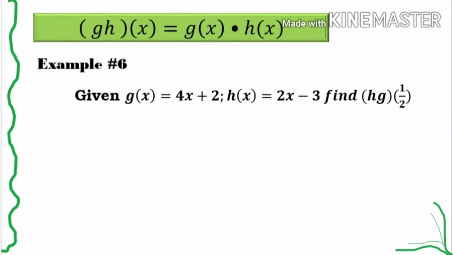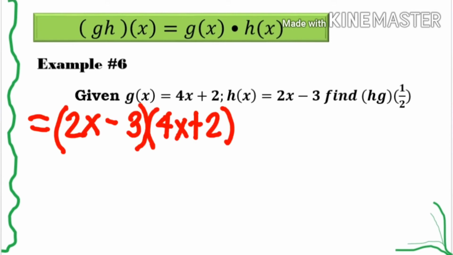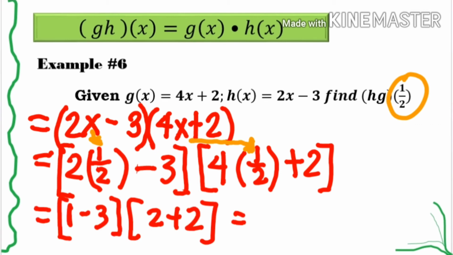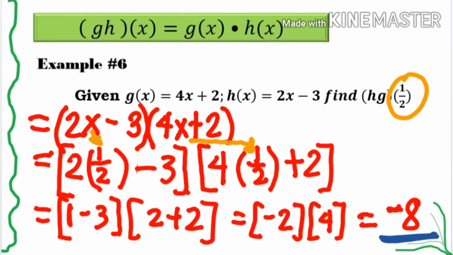Example number 6, given g of x equals 4x plus 2, and then h of x equals 2x minus 3. Find h times g of 1/2. Substitute the given to the formula, and then you can also substitute the value of x, which is 1/2. So we have 2 times 1/2 is 1 minus 3, and then 4 times 1/2 is 2 plus 2. So we have 1 minus 3 is negative 2, 2 plus 2 is 4. So negative 2 times 4 is equal to negative 8.